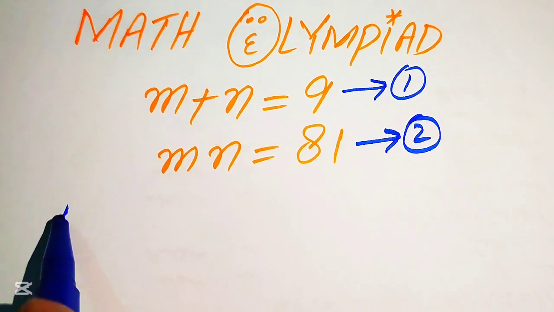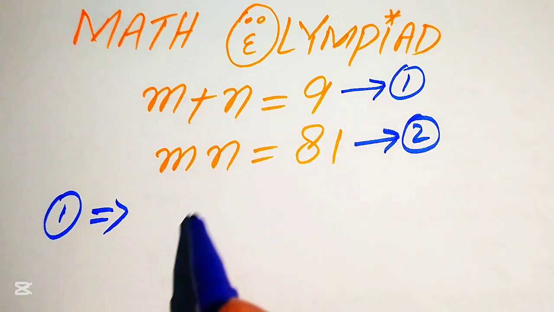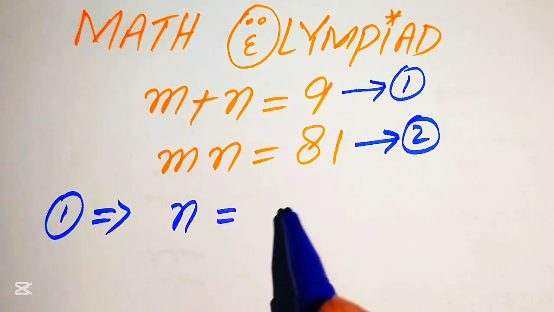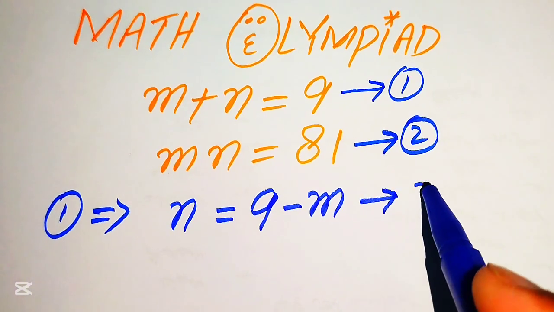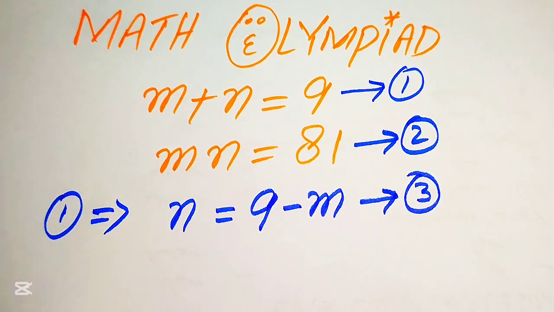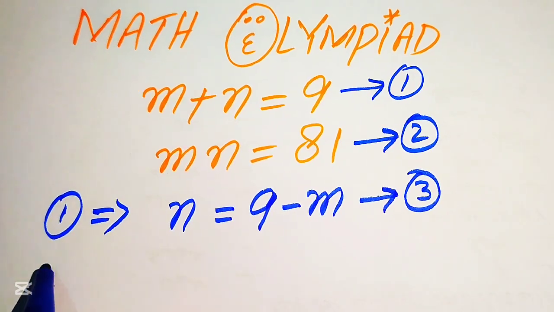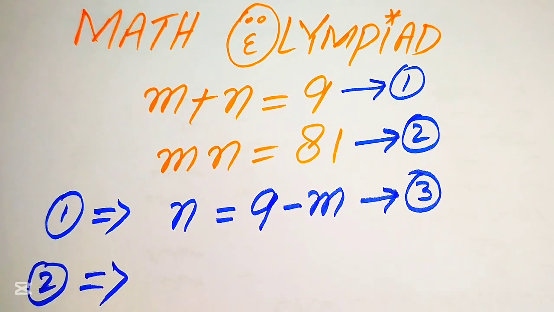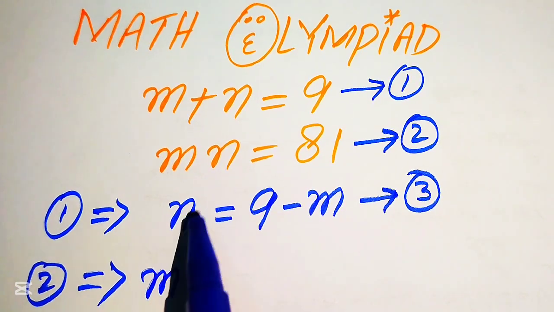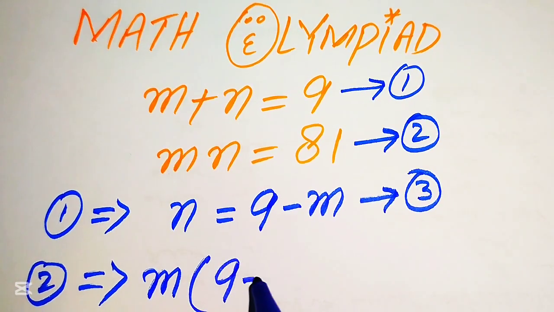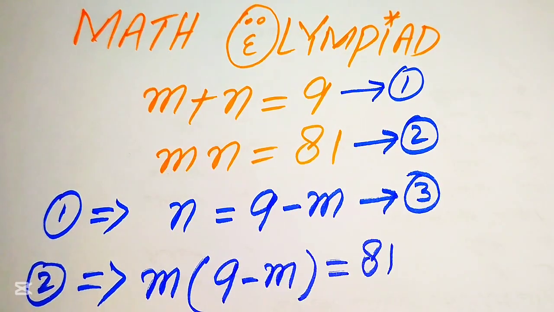Equation number 1 implies that we move this m to the right-hand side, and we get n equals 9 minus m, and we call this equation number 3. Here we put the value of n in equation number 2, so equation number 2 implies m times n, where n is 9 minus m, equals 81.